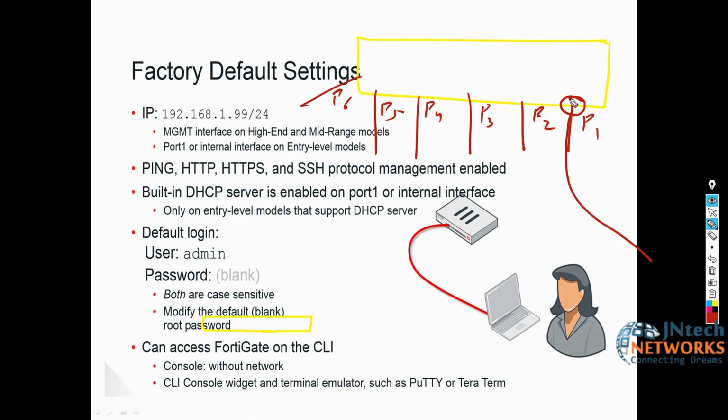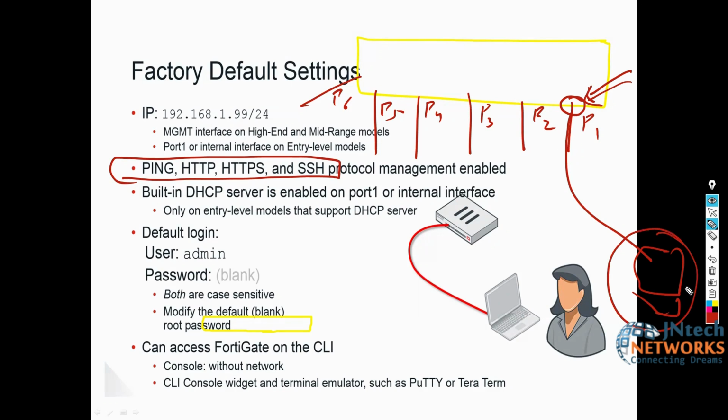Why? Because by default, these services are enabled only on port number 1. So you can connect your management PC, take a console, and configure an IP address on port number 1. The same series of IP address we can configure on this management PC, and we can verify our connectivity. For graphical access, we can use HTTPS. For CLI, we can go with SSH. The default username is admin on the firewall and the password is nothing. Let me show you.